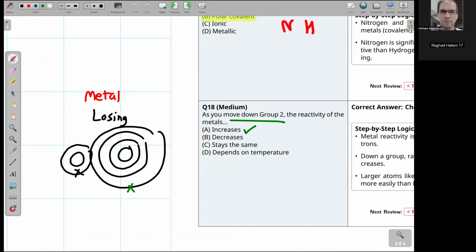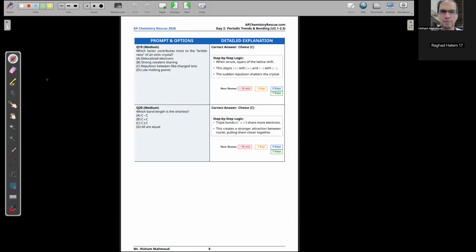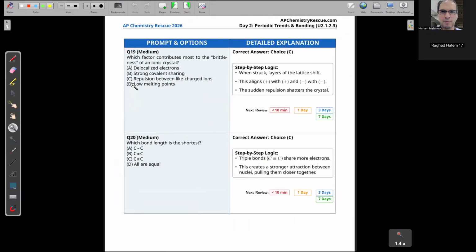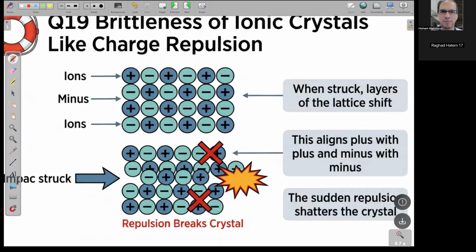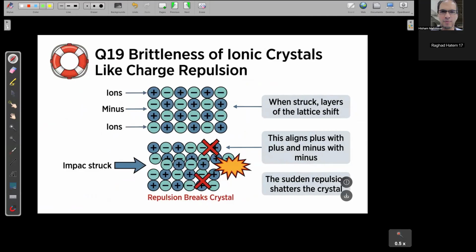Okay, next is question number 19, which asks which factor contributes most to the brittleness of the ionic crystal. Is it the delocalization? It's C, the repulsion between like-charged ions. That's right, because we said once the structure moves and slides, ions with the same charges come close to each other. You align the plus with the plus and the minus with the minus. This causes sudden repulsion, which shatters the crystal and makes it break.